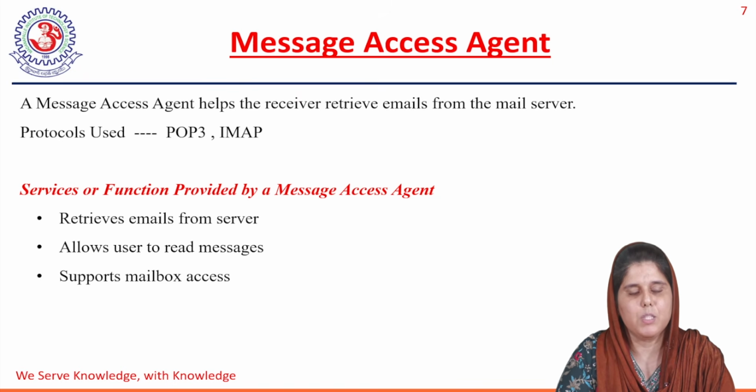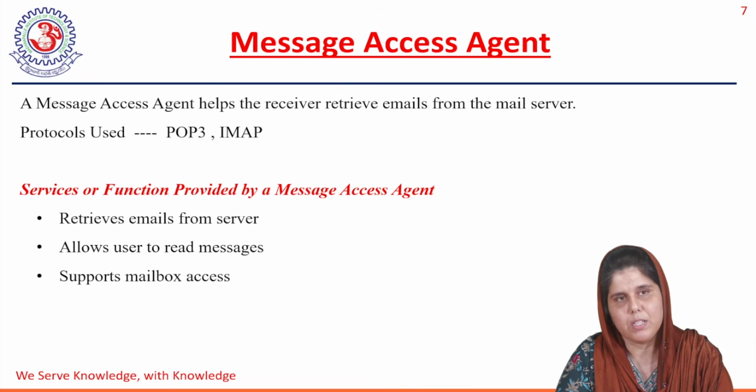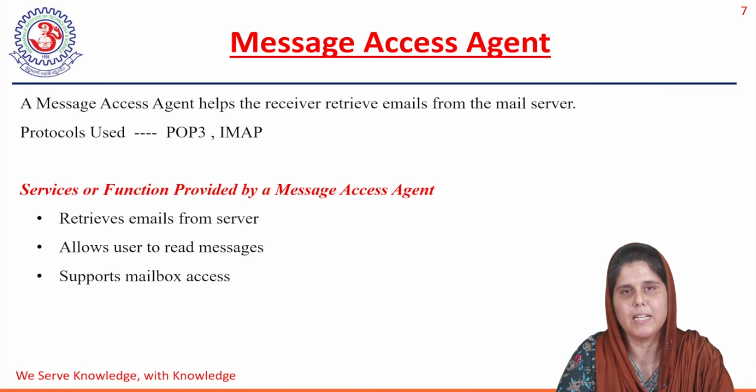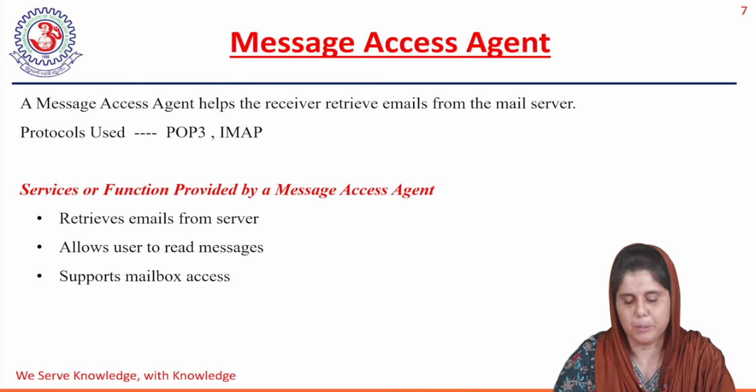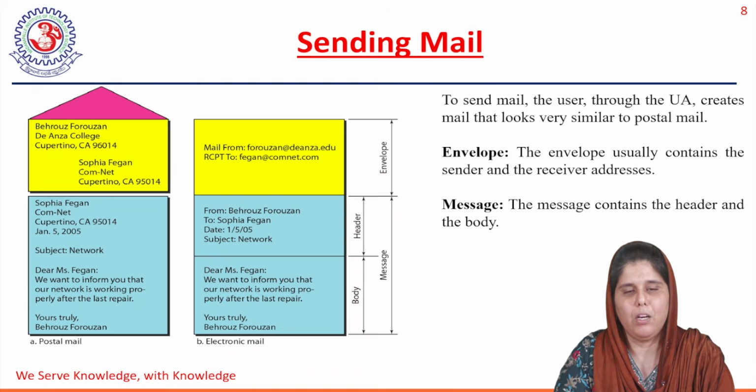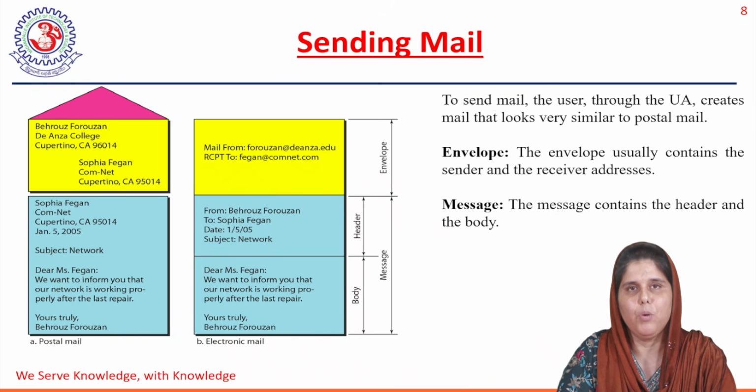The various services provided by a message access agent are retrieving mails, as I told previously, from the server to the receiver side. It allows users to read the message, and it supports entire mailbox access, that is forwarding, deleting, and composing mails, all on the receiver side, handled by the message access agent. So far we discussed that email architecture consists of three subsystems: user agent, message transfer agent, and message access agent. Next, we will see sending an email.